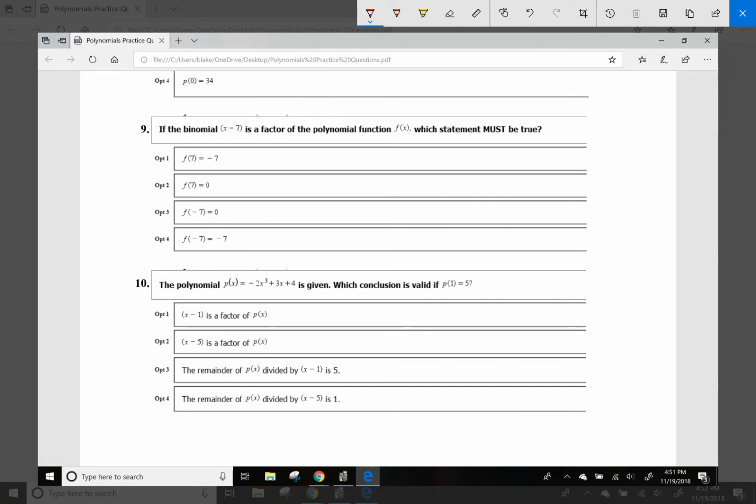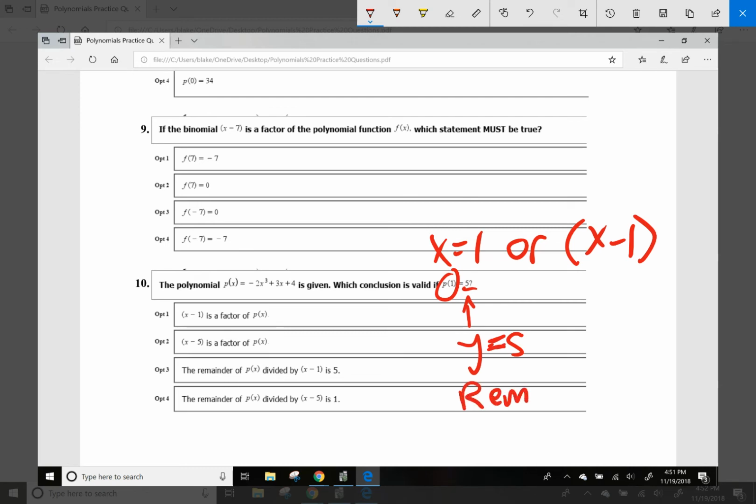So the polynomial is given. Which conclusion is valid if p of 1, so this says x equals 1, or you can think of this as x minus 1, as the binomial it came from, is 5. That tells me that the y value is 5, or you can remember the y is the same as the remainder, or the remainder is 5. So I'm looking for anything that says that in my answer choices.